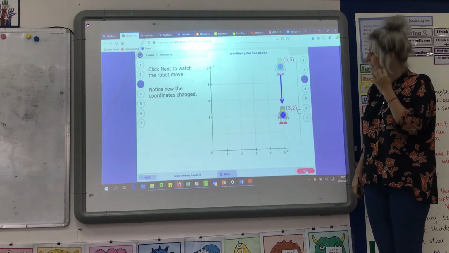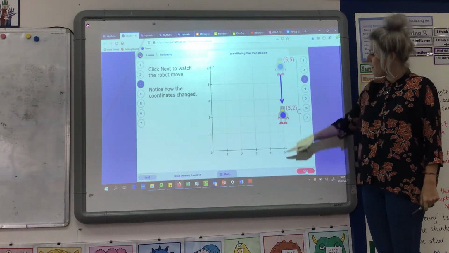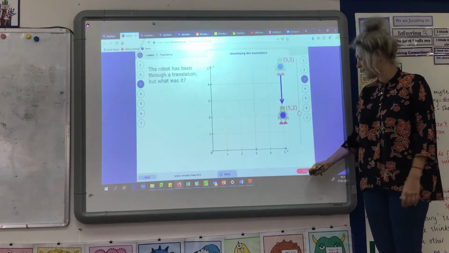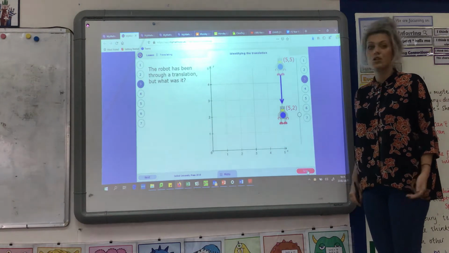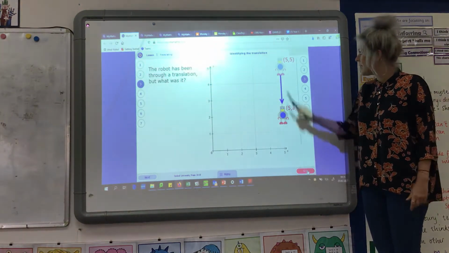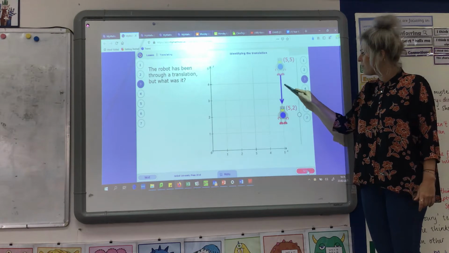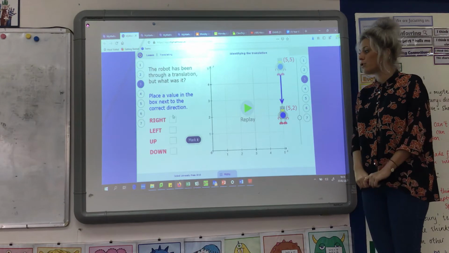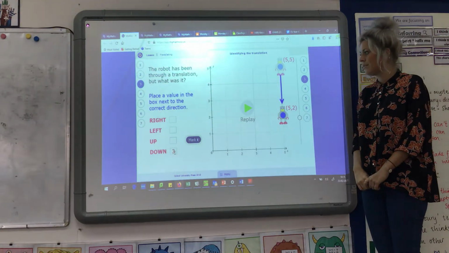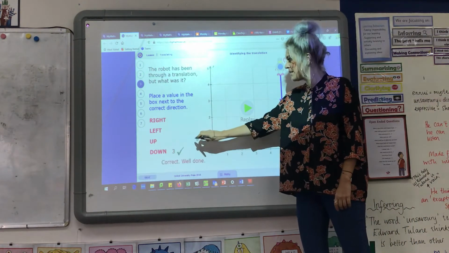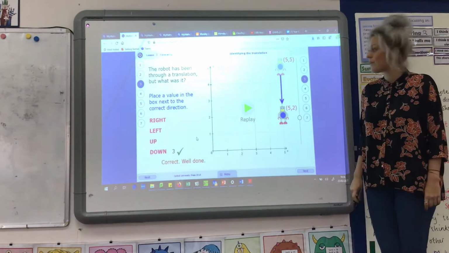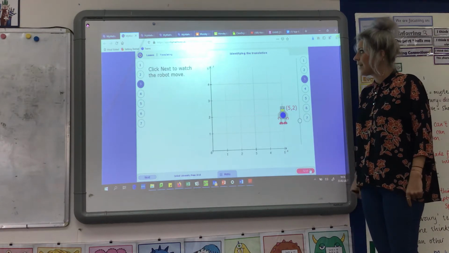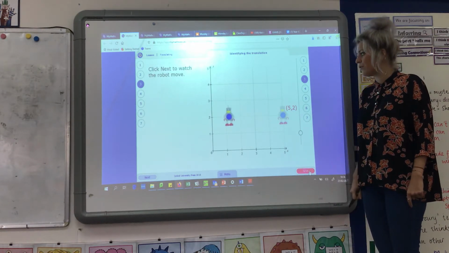Okay, notice how the coordinates have changed. We have gone from 5, 5 to 5, 2. The robot has been through a translation, but what was it? Well, the robot has moved down 3 places. So, Miss Shaw, could you put a 3 in the down? And let's see if we are right. We are correct. Well done. It has not moved right, left or up. Click next to watch the robot move.